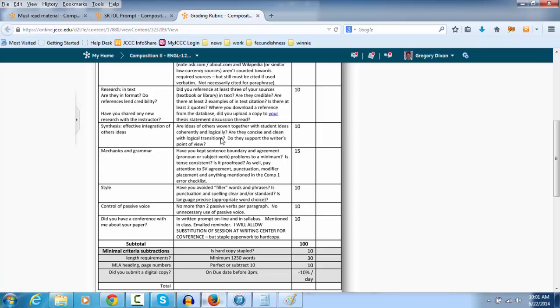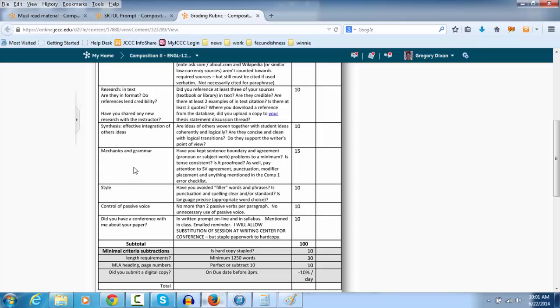Synthesis: I want to see that you're weaving together ideas effectively. That they flow, all right? That they make sense, and they're not just thrown together in some sort of absurd word salad. I get a lot of word salads, and I don't really appreciate that.